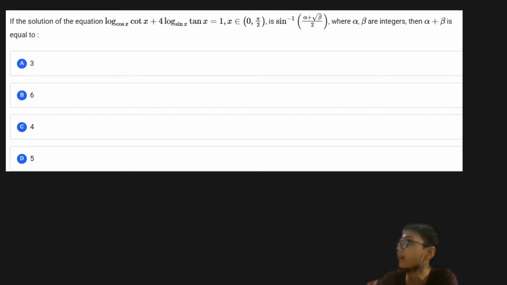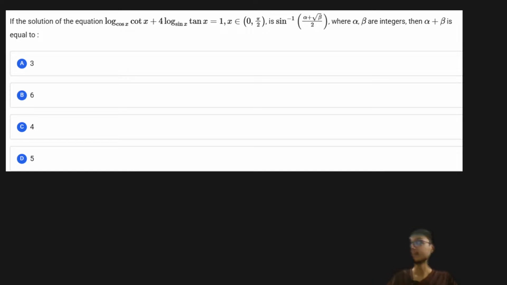And the next problem is going to be an interesting problem. This problem is basically a problem of trigonometric equations involving logarithm, right? So let us try to understand how to solve this particular problem. This problem is very interesting. Let us try to see this problem.